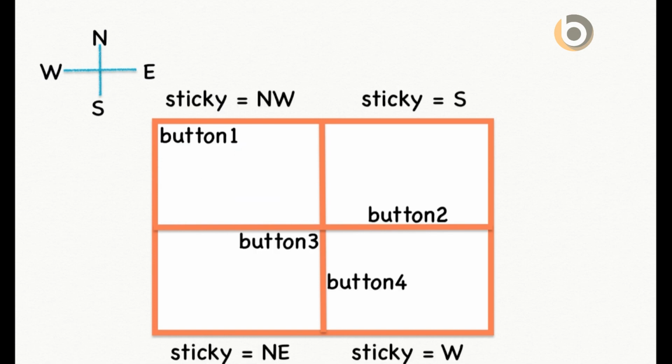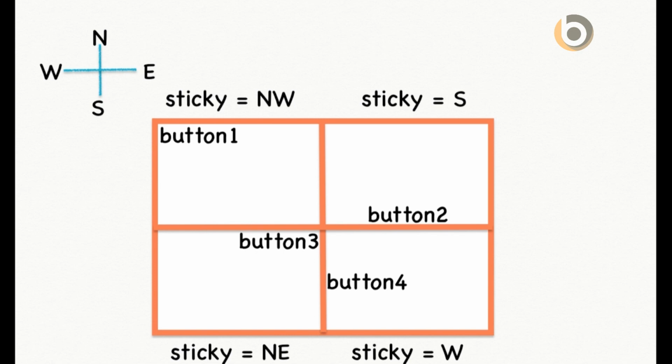So as you can see, button 1 is on the top left corner, so we have set it sticky to NW, and button 2 is in the bottom, so we have set sticky to south, and button 3 is on the top right corner of the cell, so we have set sticky to northeast.